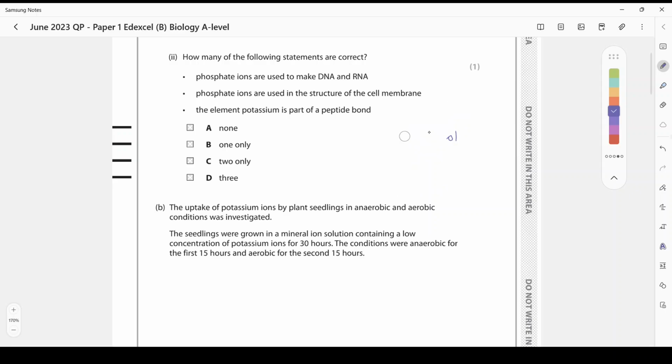And the last sentence says the element potassium is part of the peptide bond. That is incorrect. So this is correct, correct, this is incorrect, because a peptide bond would be this here. All right, so the answer is 2 only.